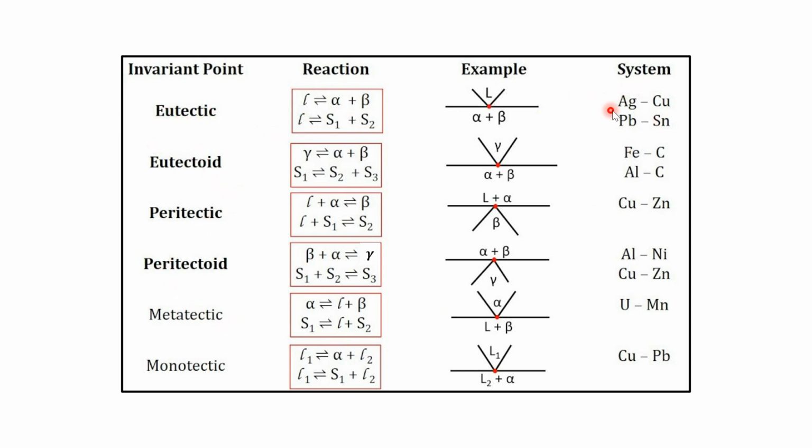For example, for eutectic, we have the silver copper one. Then we have the lead tin system. For eutectoid, we have the iron carbon diagram. For peritectic, we have copper zinc. Peritectoid can also be seen in the copper zinc diagram. Metatectic and monotectic are seen in U-Mn and Cu-Pb respectively, that is uranium manganese and copper lead (plumbum) respectively. So that is what we can see in case of invariant reactions and invariant points.